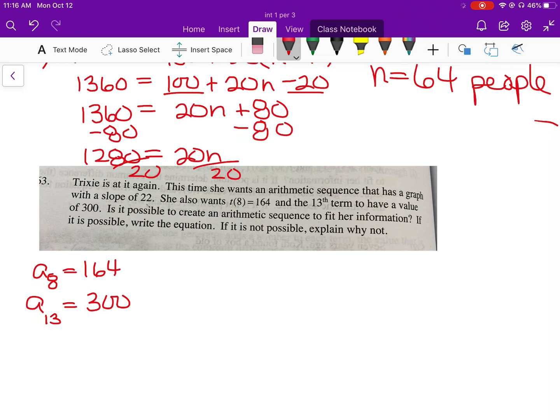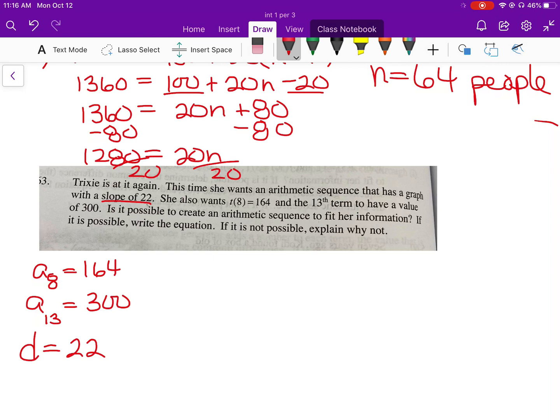And do we know our d? Do we know d? D is like the slope. And the slope is 22. So d is equal to 22. Is it possible to create an arithmetic sequence to fit her information?